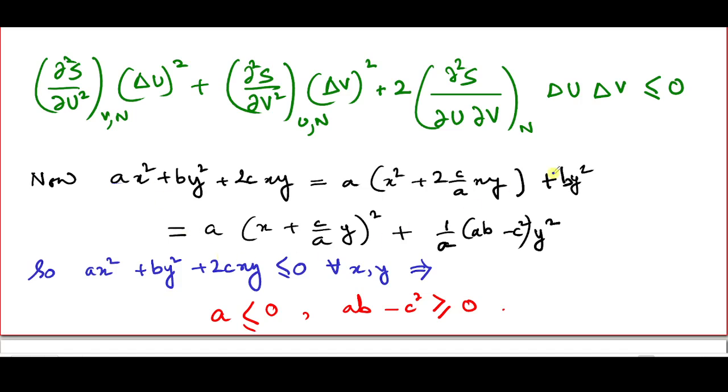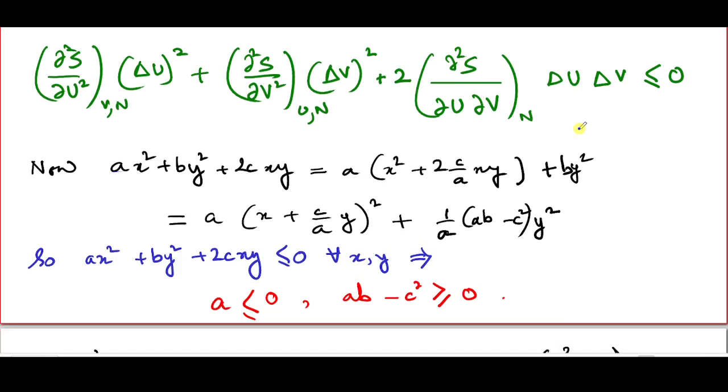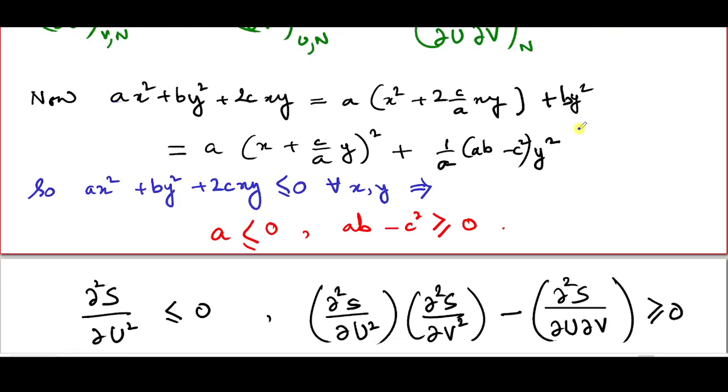Now, applying this to our example, where you demand this to be less than or equal to 0 for stability, actually local stability. As we have already said, concavity is a more restrictive condition, but it would definitely imply this. And that would automatically tell you that del 2s del u2 would have to be less than or equal to 0, and this product, second derivative of s with respect to u times second derivative of s with respect to v, minus the square of del 2s del u del v. This has to be greater than or equal to 0.